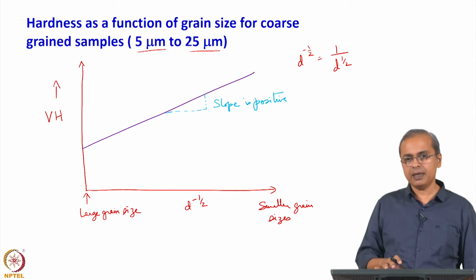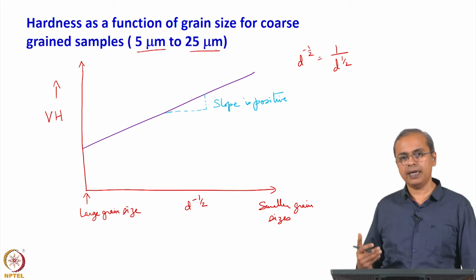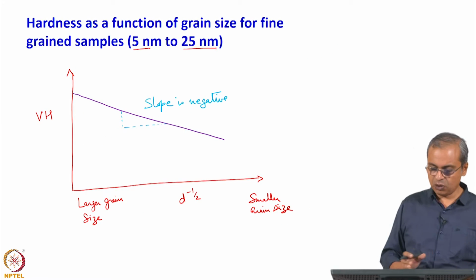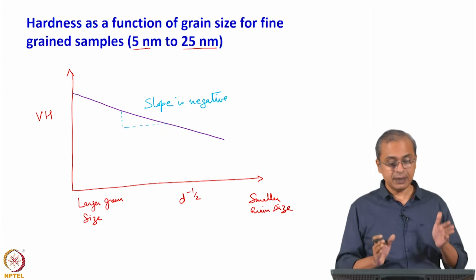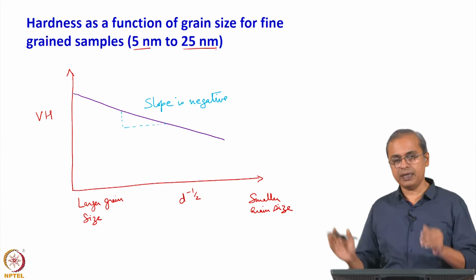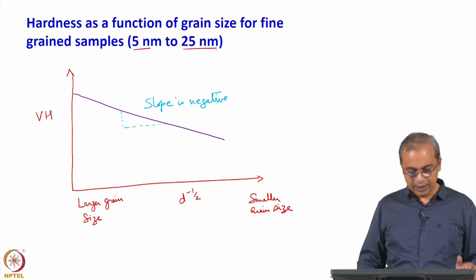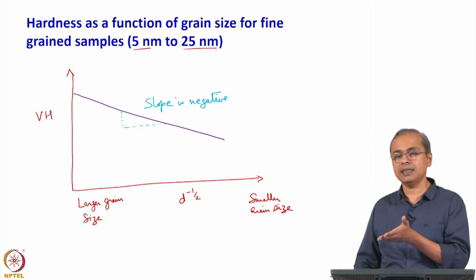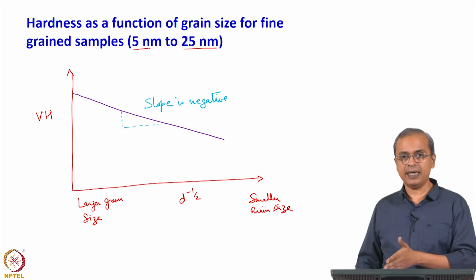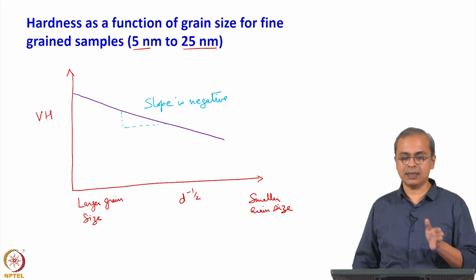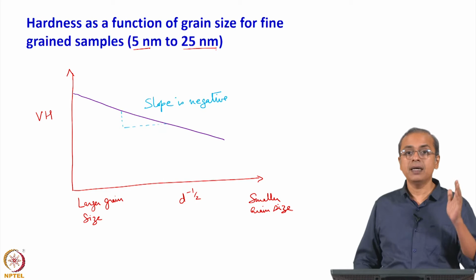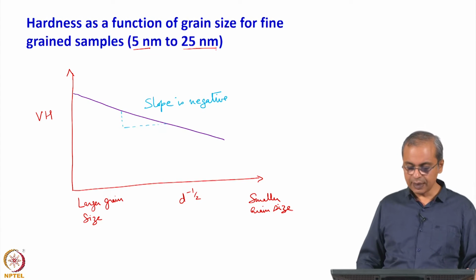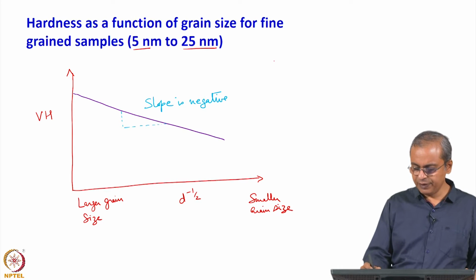Now, when you study the same phenomenon for nano grain sized materials, we find the opposite: the slope is negative. Therefore, it means that in this 5 nanometer to 25 nanometer size scale, when you go from about 25 nanometers to 5 nanometers, so you are reducing the grain size, which means you are going again from left to right on the x axis, the strength is actually coming down, right. So, the slope is negative. This is referred to as the inverse Hall-Petch behavior.